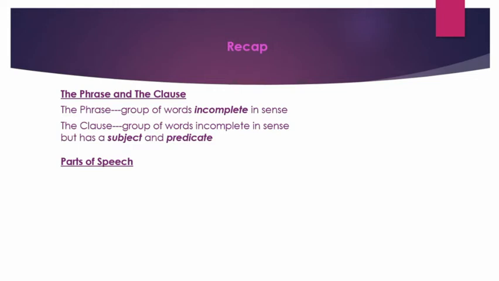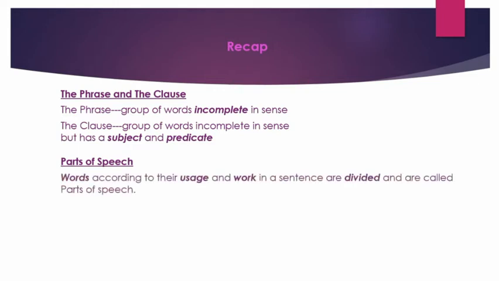Then the parts of speech. Words, according to their use and work in a sentence, are divided and are called parts of speech. We learned they are 8 in number. The first one is noun, that is a naming word. Second one, adjective. It is an add-on to noun.